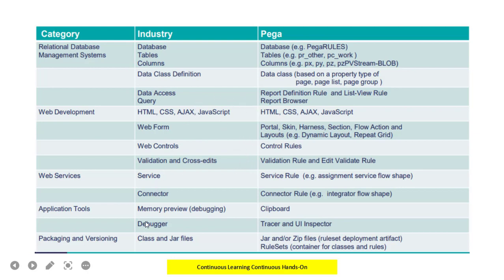So debugging tools, we have Tracer, Clipboard, Live UI, PAL, PLA, services. And how we create product file, jar files, deployment. So these are all some common terms which each and every person should know.